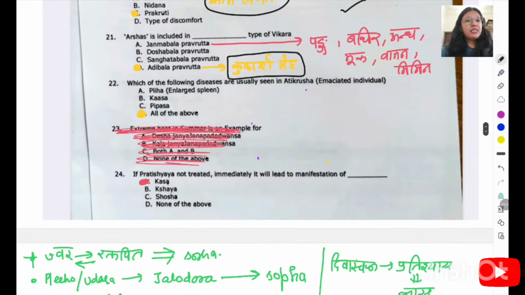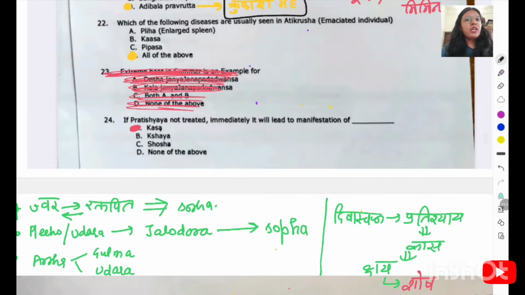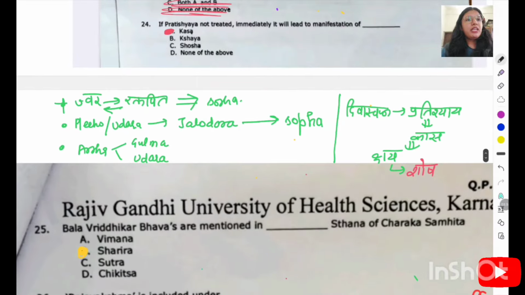Which of the following diseases are usually seen in Atikrisha? An Atikrisha person usually has all these diseases: Pleeha, Vriddhi, Kasa, Pipasa and others. If Pratishyaya is not treated immediately, it will lead to the manifestation of Kasa.